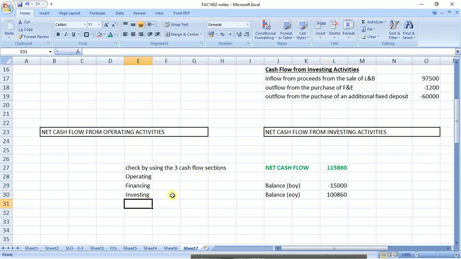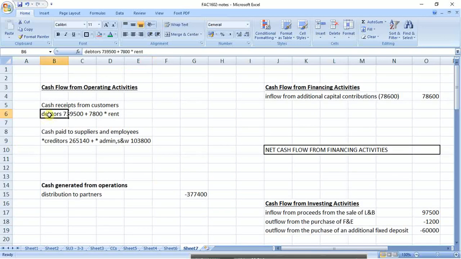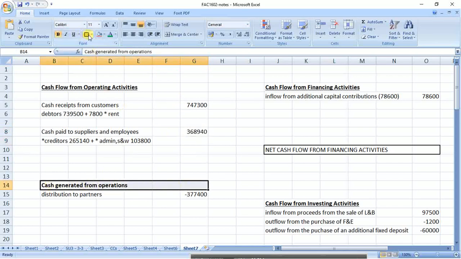financing, investing. Okay, next. Receivables we looked at. Payables we looked at. Rent receivable we looked at. Done. So now we've finished. All we need to do now is tally up. So let's tally up those two figures. That gives me that answer. Cash paid. Gives me that answer.